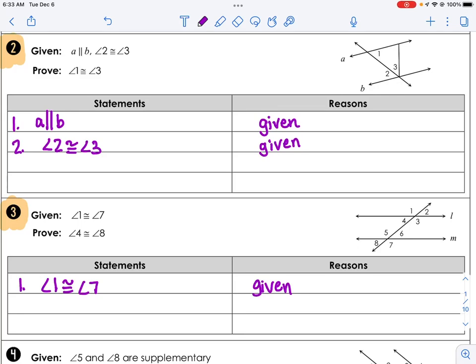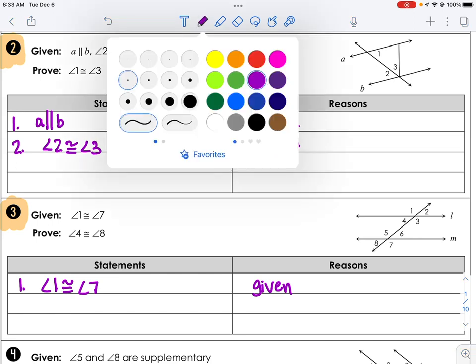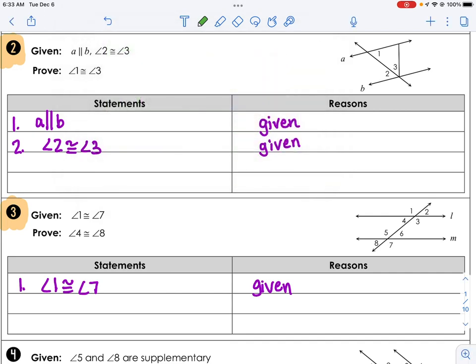Right, so we're going to do some parallel line proofs. I went ahead and wrote in my givens. It is always a good idea to mark them in your picture so we know that line A and line B are parallel. And we know that angle 2 and angle 3 are congruent. And what we're trying to show is that angle 1 is congruent to angle 3.